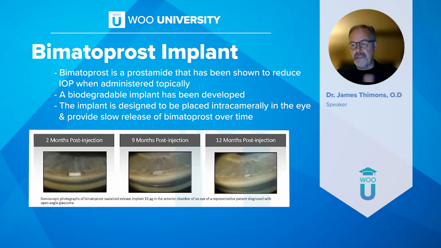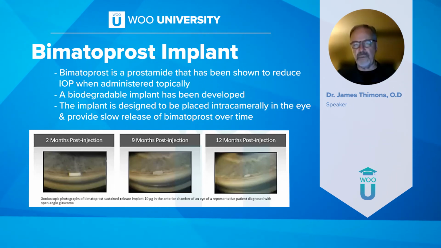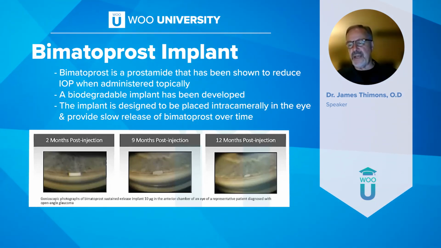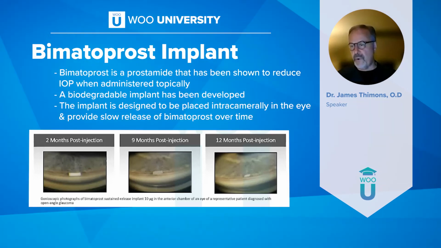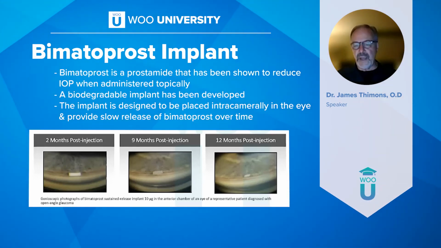The IOP is better. IOP here is similar to what we get with Rocklatan and Vyzulta. It's close to 9 millimeters of mercury, it's about 8.5. If you have that same drug on the outside, you're getting about 7.4, maybe 7.5 max. So as a drug, it works exceptionally well.